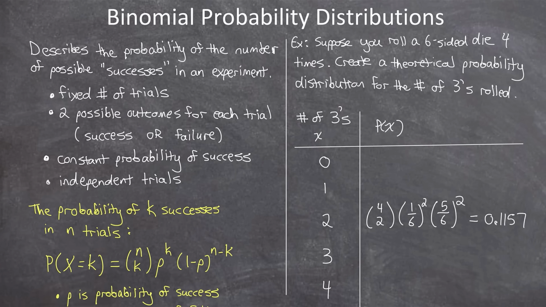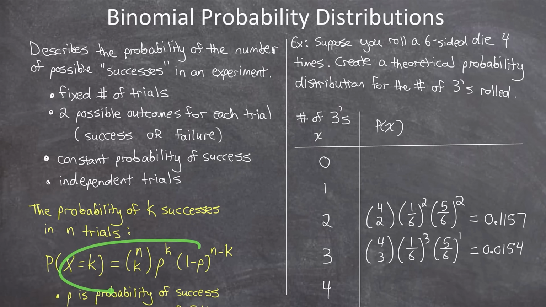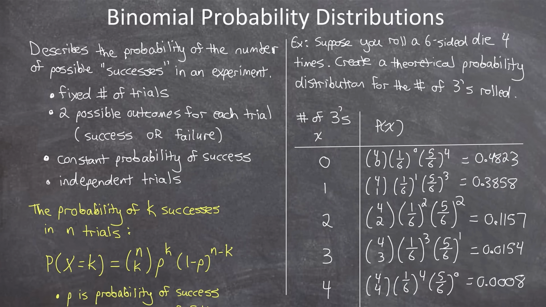Let's now find the probability of having 3 successes. That means we roll a 3 3 times. Using the probability mass function for a binomial distribution, I would do 4 choose 3, right? I have 4 rolls, I want 3 successes. The probability of success, I want that to happen 3 times. And the probability of failure, well, I want to fail only 1 time if I'm succeeding 3 times. Calculating that would be 0.0154. So hopefully you can see how this formula works. I'll just fill in these other 3 spots for you so we have the complete distribution. So there's the complete probability distribution.